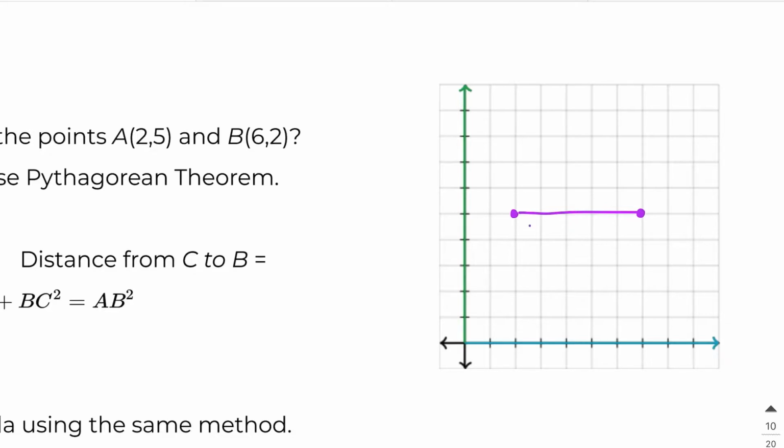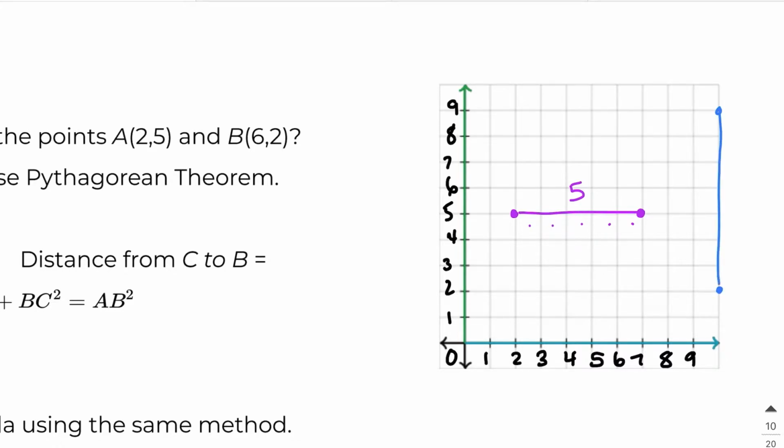So I can count this as 1, 2, 3, 4, 5. I can see that this segment is 5 units long, okay? Assuming that each one of these is 1, which we will label to show that each one of these is in fact 1 unit, okay? And then same thing would be true if I wanted to do a vertical line. So if I went from here to here, for example, this line segment right here has a length of 1, 2, 3, 4, 5, 6, 7 units.